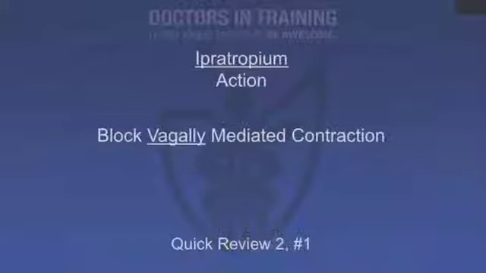Moving on, your cholinergic antagonists, like ipratropium. What these do is they block the vagally mediated contraction. Your vagus nerve is a cholinergic nerve, your vagus nerve uses acetylcholine. So it makes sense that a cholinergic antagonist would block your vagus nerve, which uses acetylcholine. So it blocks the contraction of airway smooth muscles and mucus secretion. So you can see how that would be a benefit.